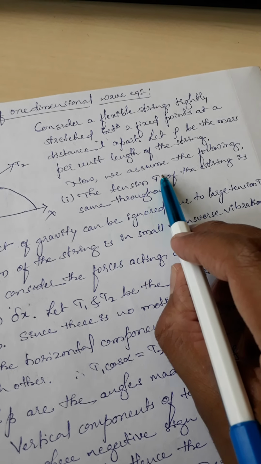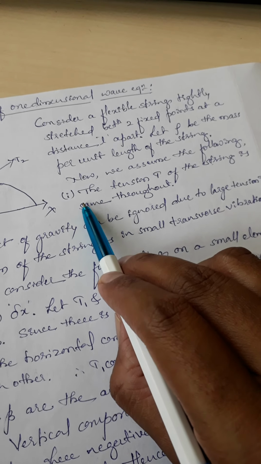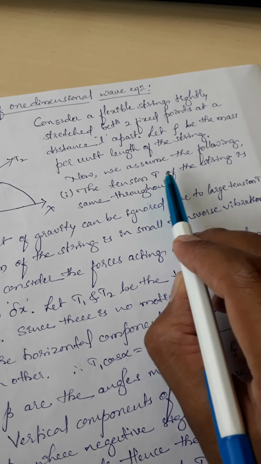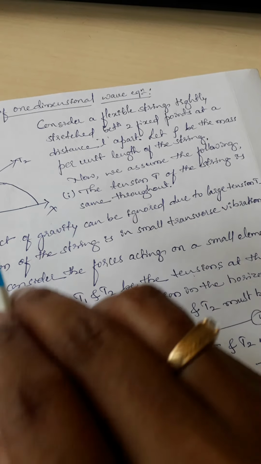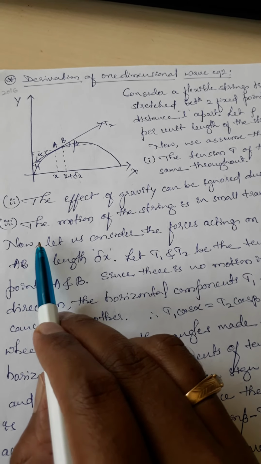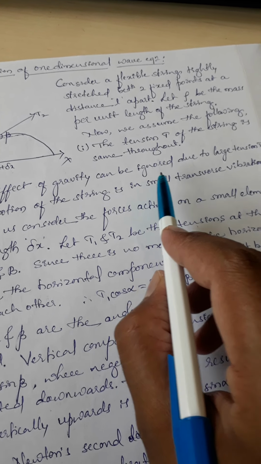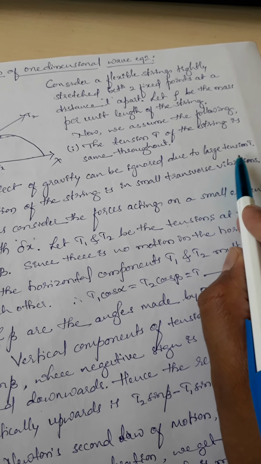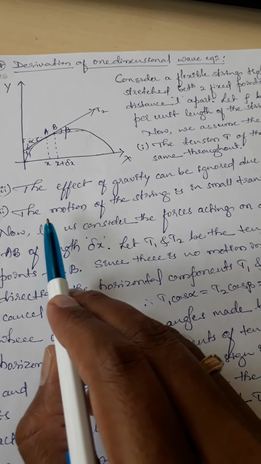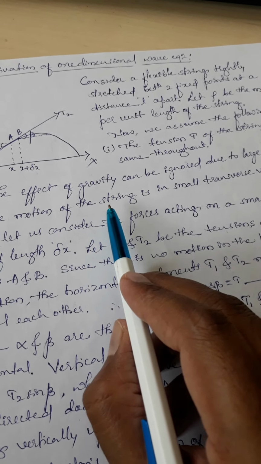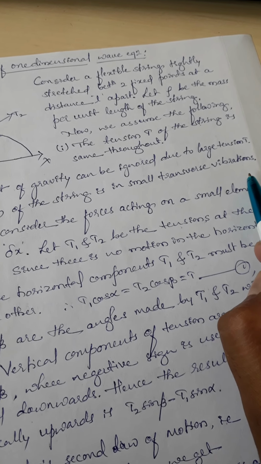Now we assume the following things. First, the tension T of the string is the same throughout. Second, the effect of gravity can be ignored due to the large tension T. Third, the motion of the string is in small transverse vibrations.